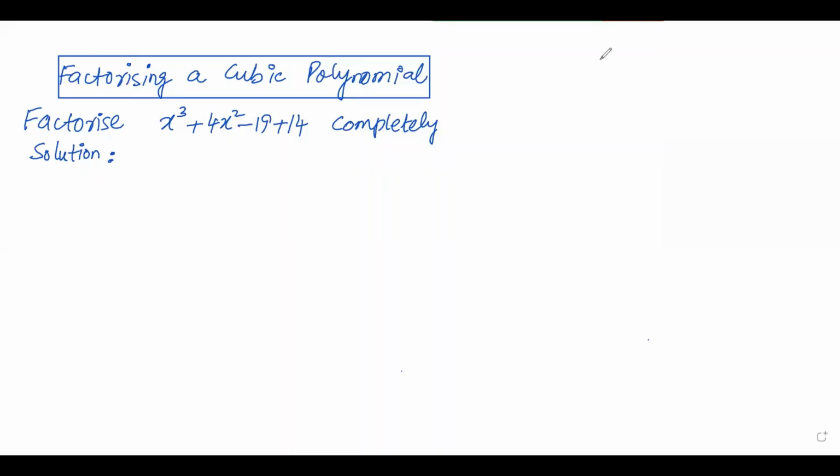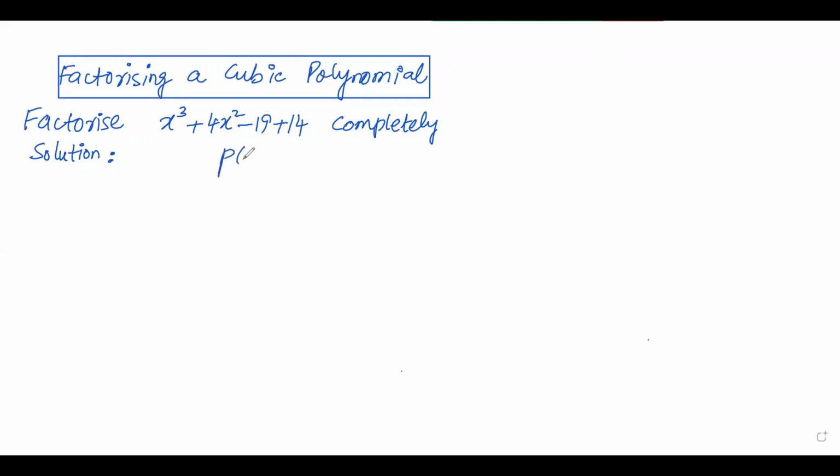Topic is factorizing a cubic polynomial. So let us understand this concept with the help of an example. Factorize x cubed plus 4x squared minus 19x plus 14 completely. So for the solution, first we apply the factor theorem. We apply the factor theorem to find a linear factor of this polynomial.